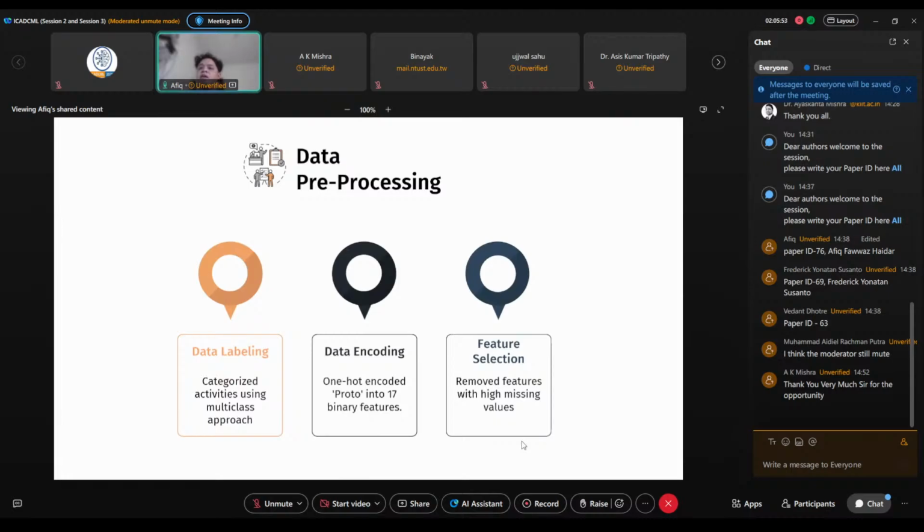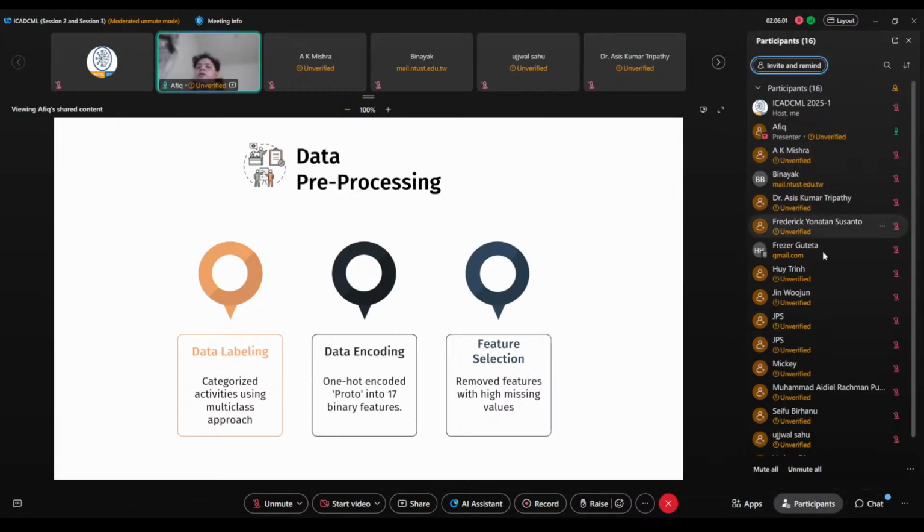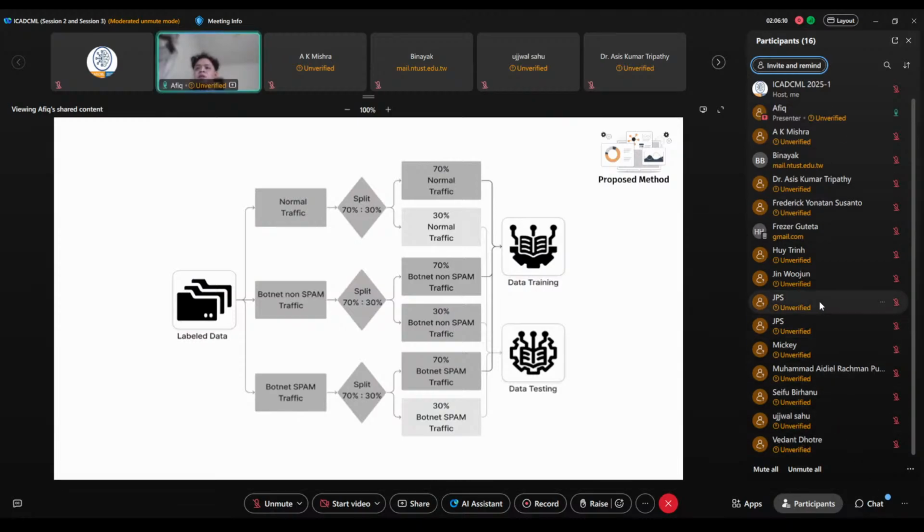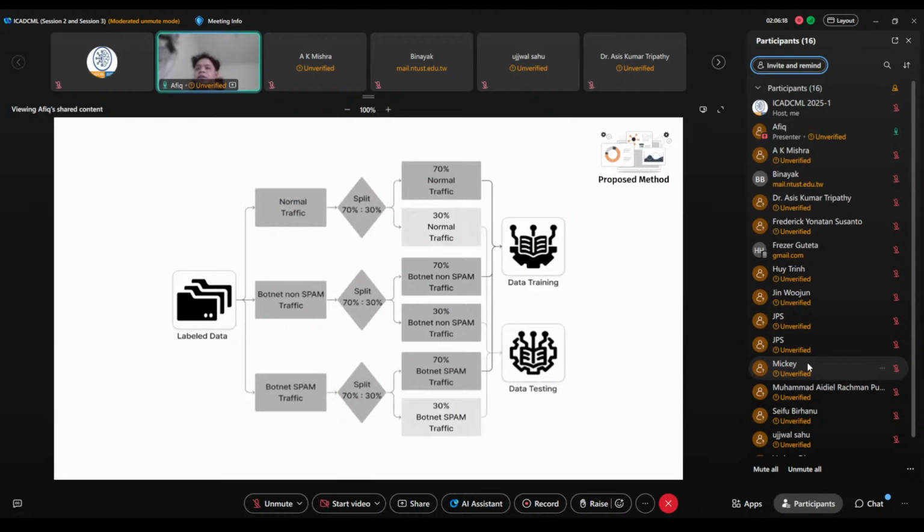And finally, in the feature selection, features with high missing values were removed to enhance the dataset's reliability and improve model performance. And then on the data splitting, to handle the class imbalance, the data was split into 70% training and 30% testing, ensuring balanced representation of normal, botnet non-spam, and spam data. Each category was split proportionally before being combined for balanced datasets. This method improved generalization and model performance.